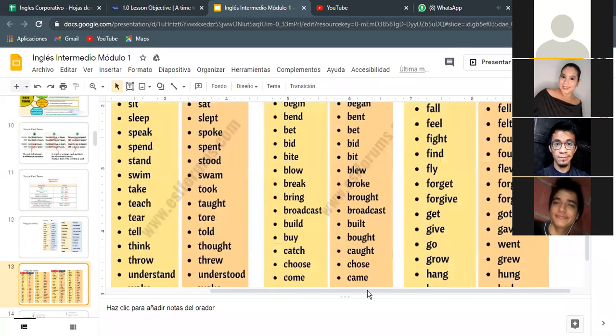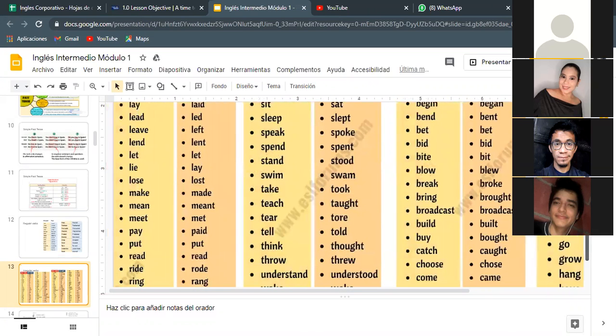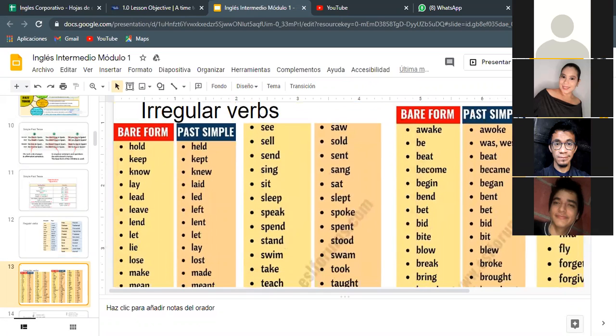Well, regular verbs are the ones that follow a rule, right? When you have a rule. An irregular verb is totally different. I mean, that can be something totally different. It can be, for example, this one is different. But if you go and check, let me see, bid, and bid is the same. So we don't have a specific rule for irregular verbs. That is the thing, okay?